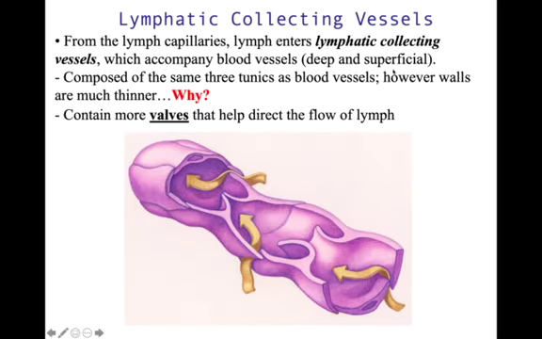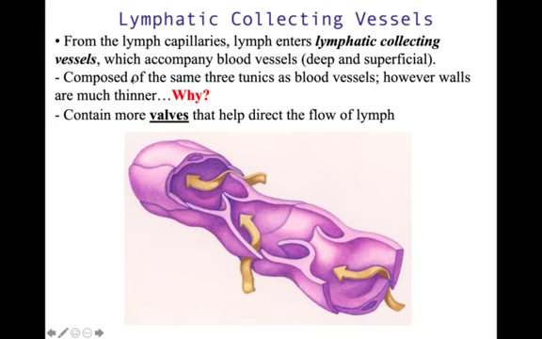All right, so from the lymph capillaries, where do we go? Well, then we go to the lymphatic collecting vessels. These are the ones that have the valves. These are the ones that have the lymph nodes scattered along them. These ones accompany your blood vessels. They travel kind of the same route that your blood vessels do, both deep and superficial.